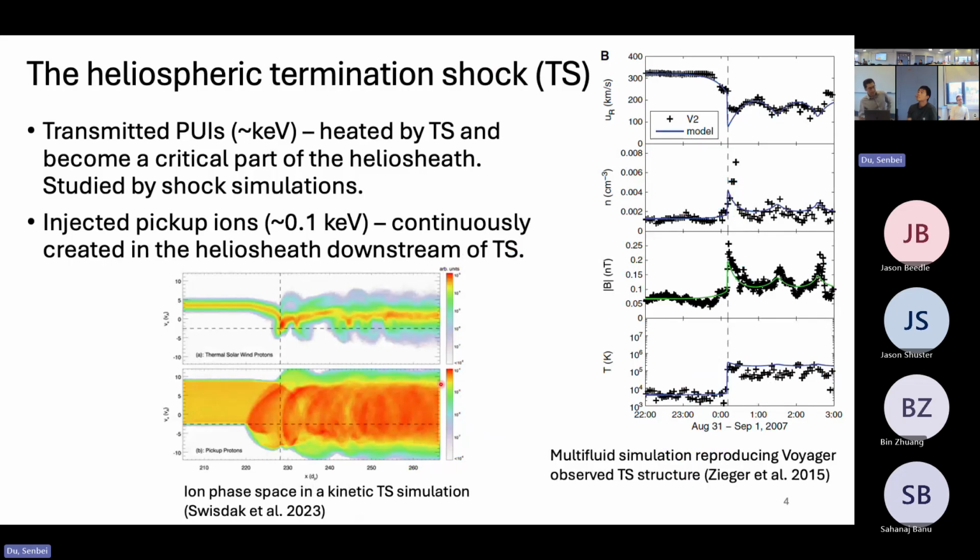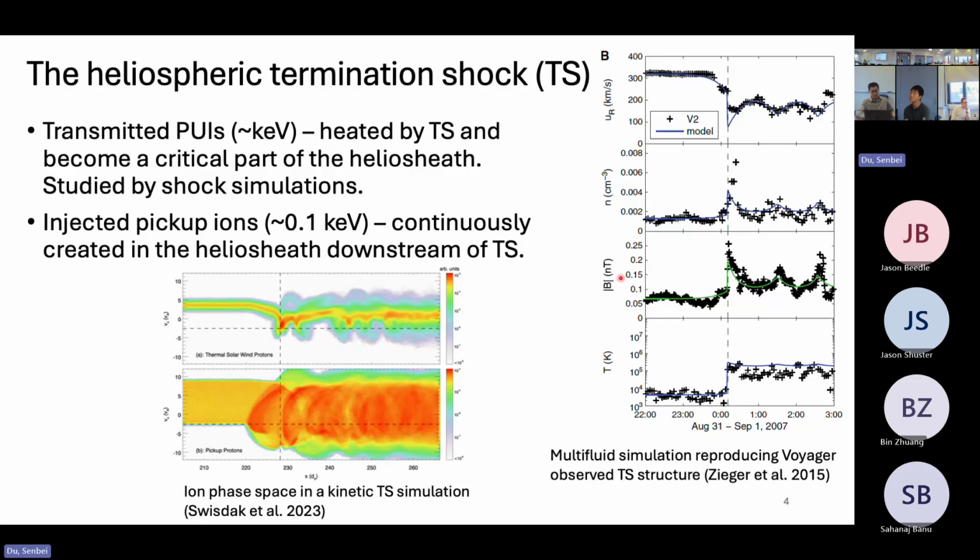The pickup ions affect the heliospheric termination shock. Some of the pickup ions from the solar wind can be transmitted into the heliosheath across the termination shock, and they are heated by the shock and become an important part of the heliosheath.